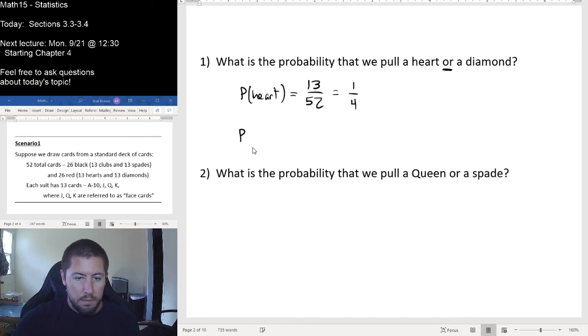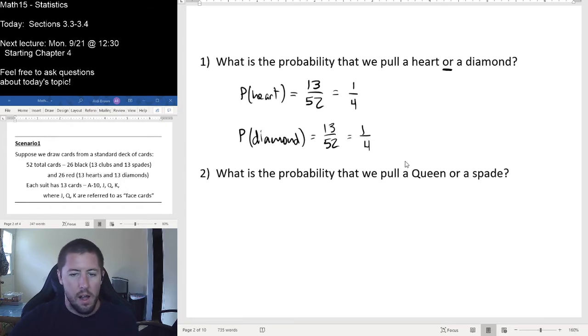Alternatively, we can think of what is the probability that we pull a diamond. Again, I see that 13 out of the 52 cards in the deck are diamonds, which represents 1 out of the 4 suits that all have the same number of cards. So if I want to know the probability of pulling a heart or pulling a diamond, what I know is that there are 13 cards in the deck that are hearts, and 13 cards that are diamonds. There aren't any cards that are both hearts and diamonds, and those are separate from each other.